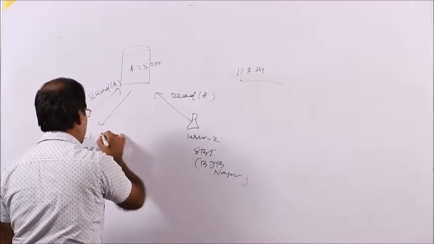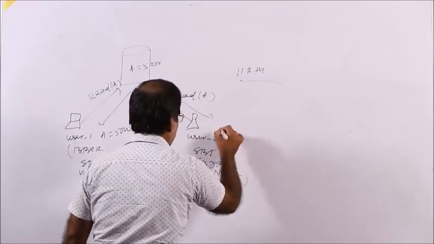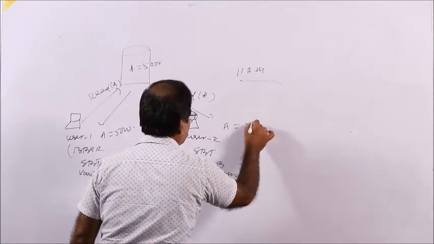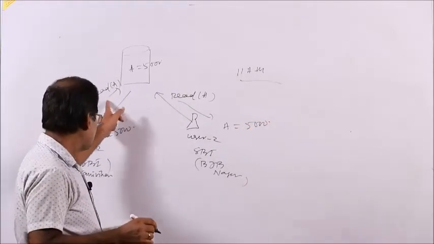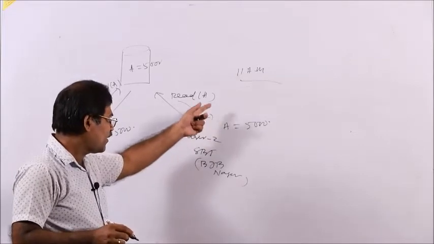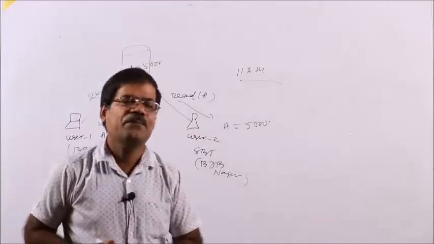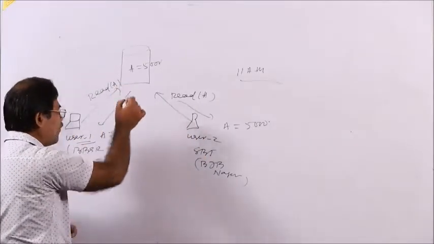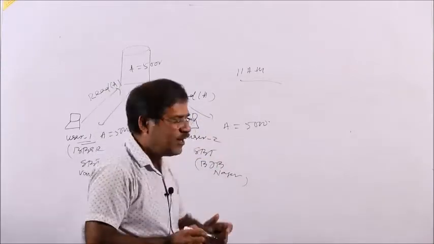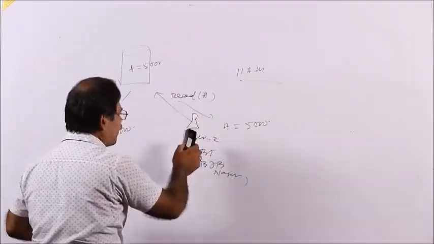So user 1 reads A, which is 5000, and user 2 also reads A equal to 5000. But if one person writes and the other reads, or both update, there will be a problem. Suppose user 1 wants to update account A, and at the same time user 2 wants to update account A. So what will be the problem?